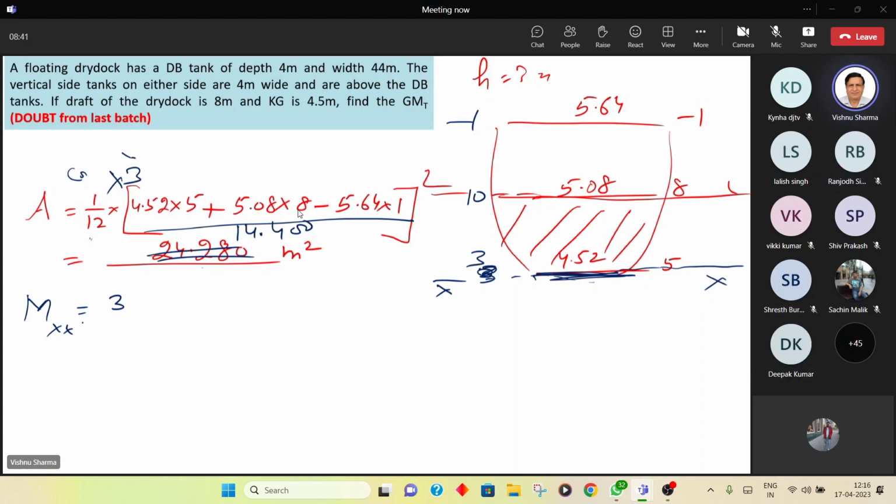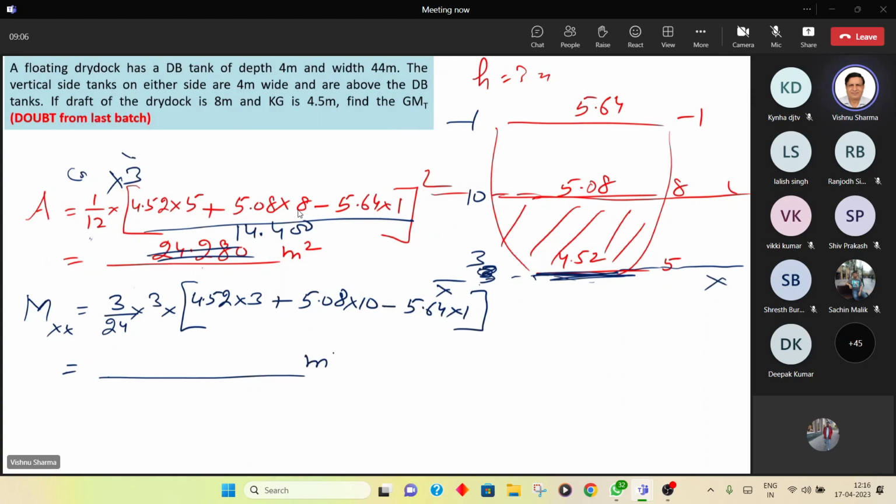So moment about x will be 3 by 24 into common interval 3. Some of you may be doing h square by 24, it's up to you. Into 4.52 into 3 plus 5.08 into 10 minus 5.64 into 1. How much does this moment come, beta? This will be in cubic meters, the unit of it. How much does it come? 22.02 cubic meters.